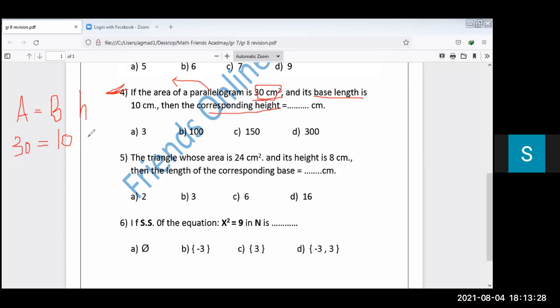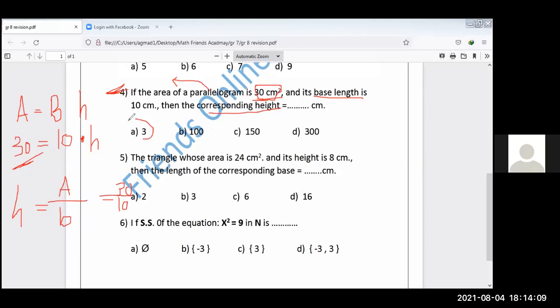One minute, dear. I'm sorry. He wants the corresponding height. So we will do 30 divided by 10. It will be 3. To bring the height or the base, I will divide the area by the base, like this. 30 divided by 10 equals 3.